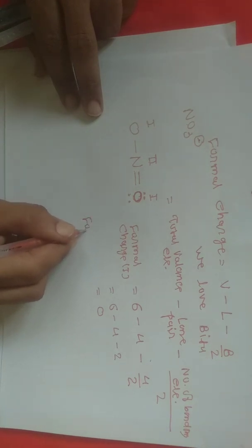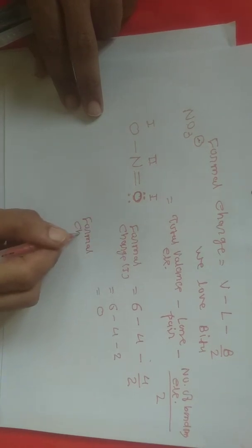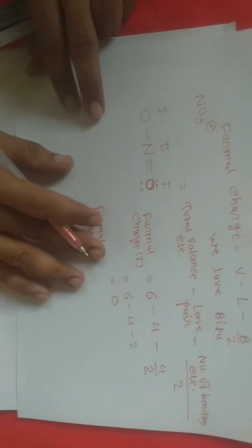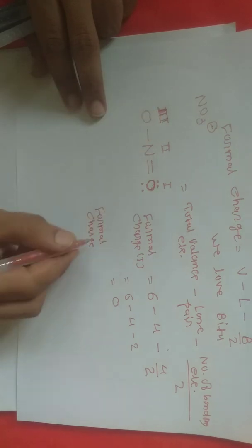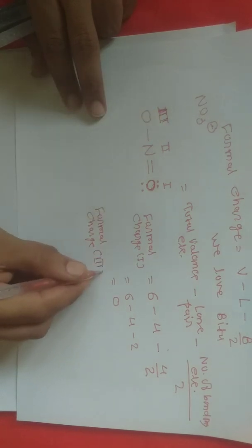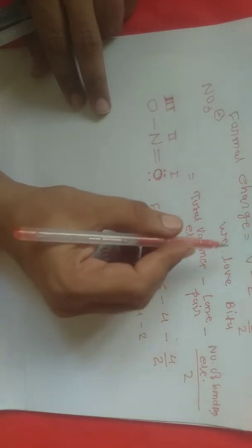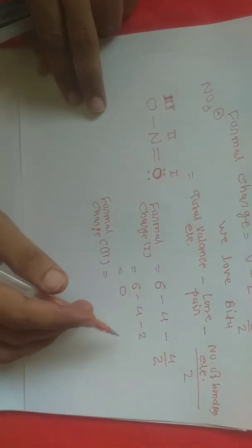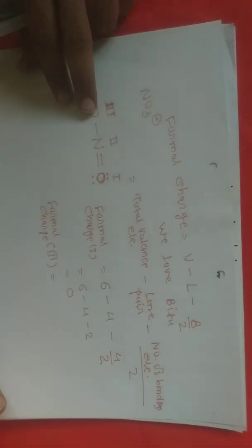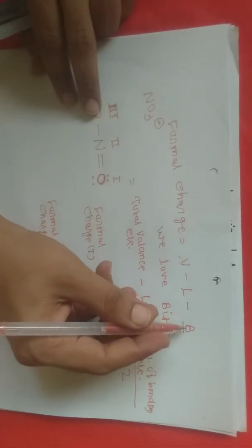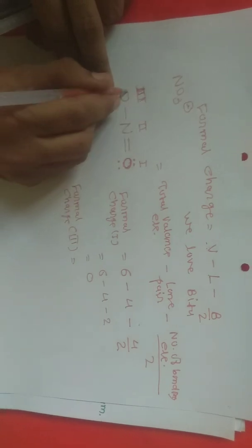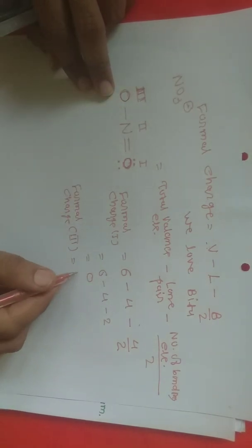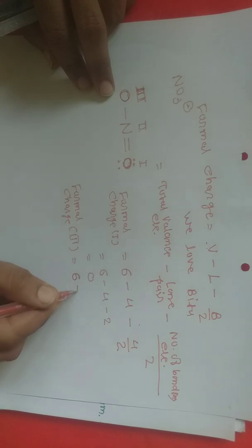If we want to calculate the formal charge of this oxygen, say it's the third oxygen, then first we have to write down the valence electrons. Valence electrons minus lone pair minus bond pair electrons divided by 2. Now the formal charge of the third. In the third also there is oxygen. Oxygen belongs to group number 16. So valence electrons are 6 minus.